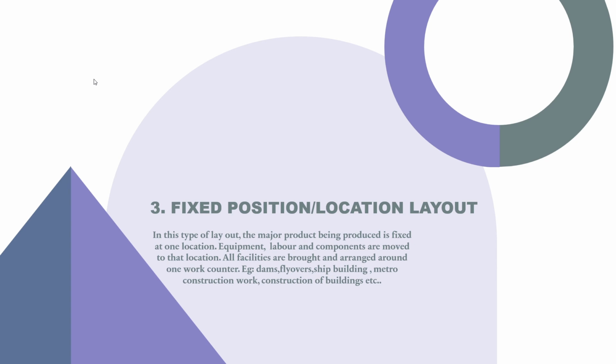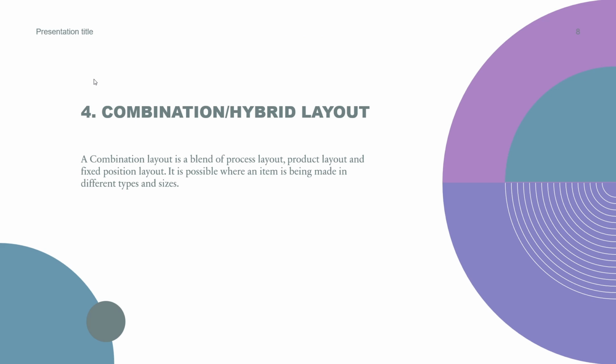Now we can study combination or hybrid layout. It's a blend of process layout, product layout and fixed position layout. The advantages are, first one, it will help in job enlargement, upgrades the skill of the employees, greater flexibility is possible here, and the layout capital investment is very low.